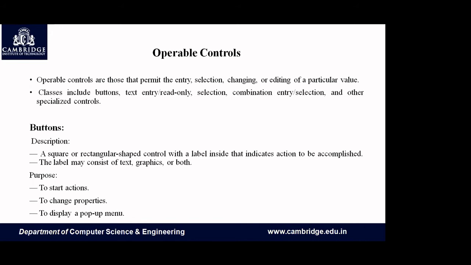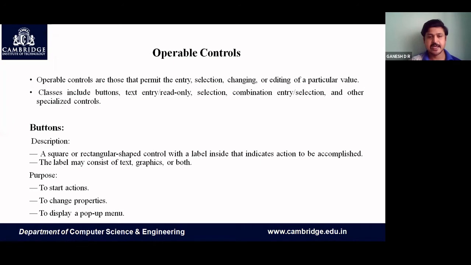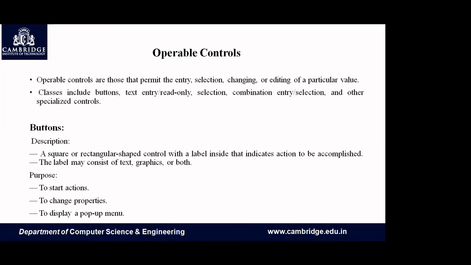So what is the use of this kind of operable button control? The first one is it starts actions. To perform any operation, it has to start. So the first purpose is to start any action, to change editing options, and to display any particular value, that is, to display a menu by using a pop-up menu.